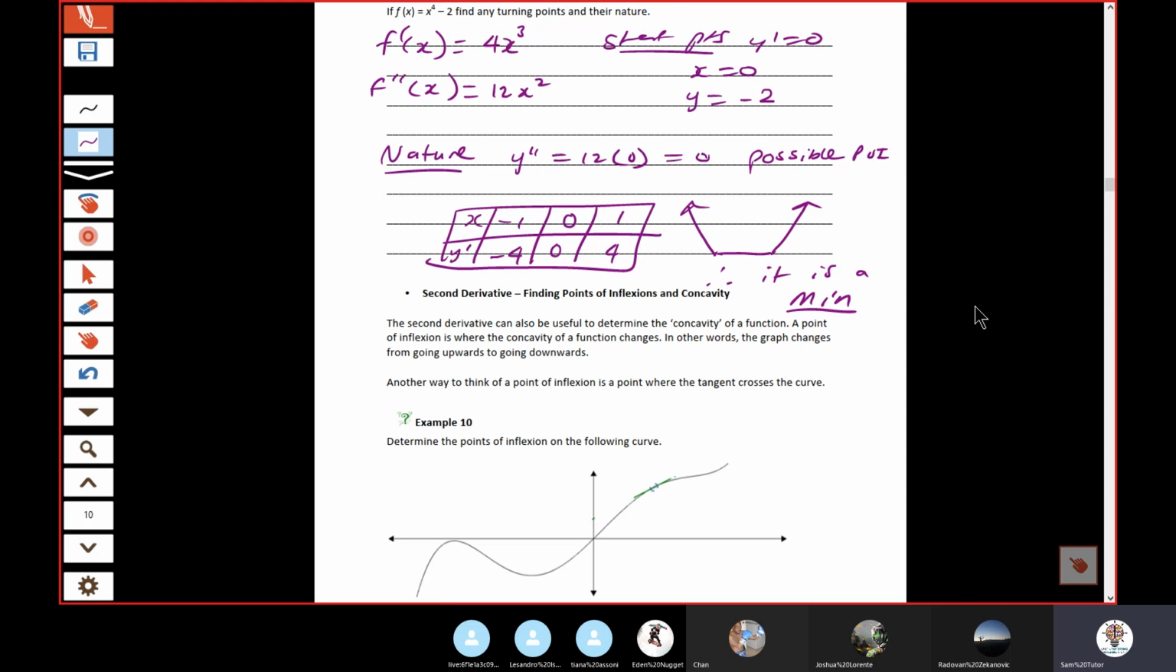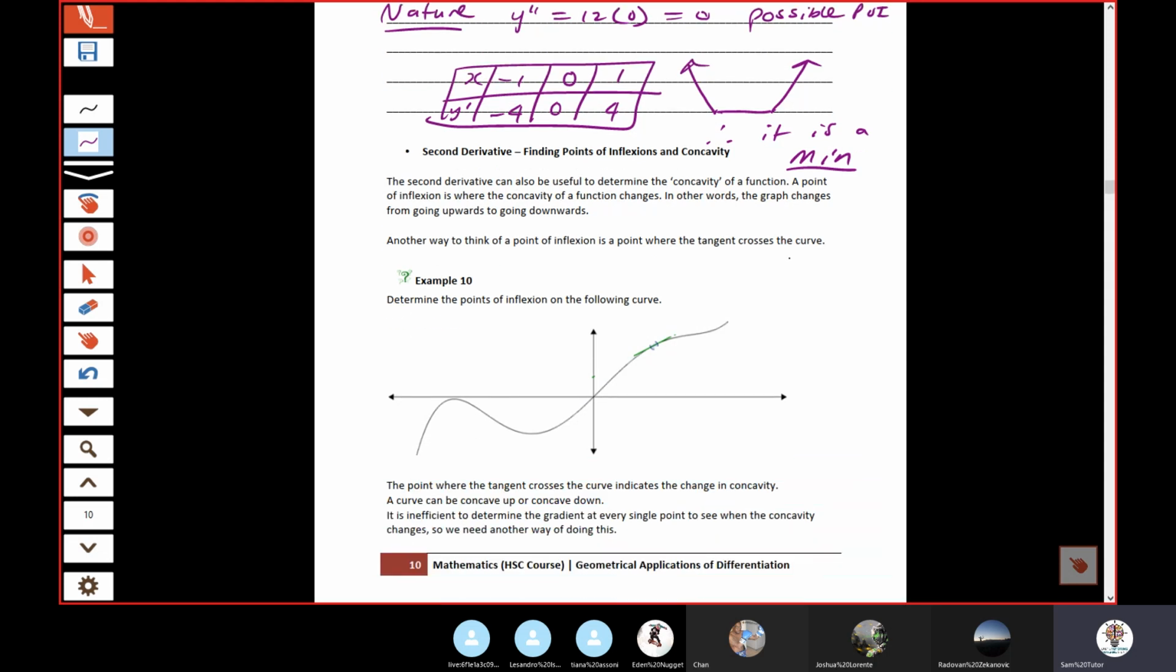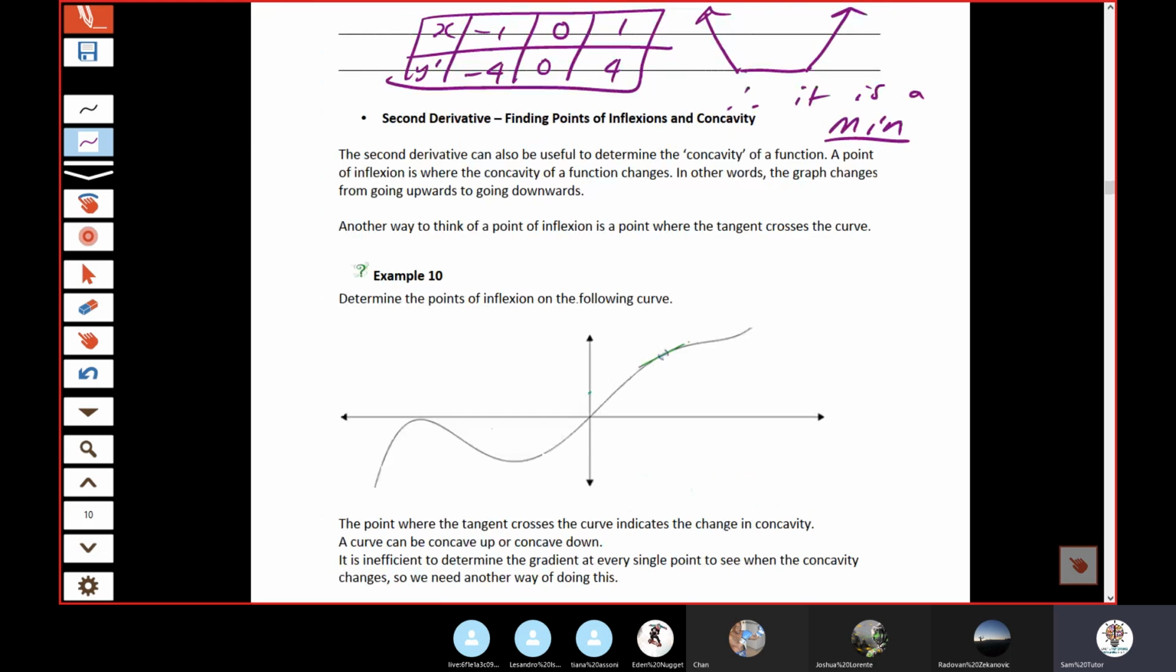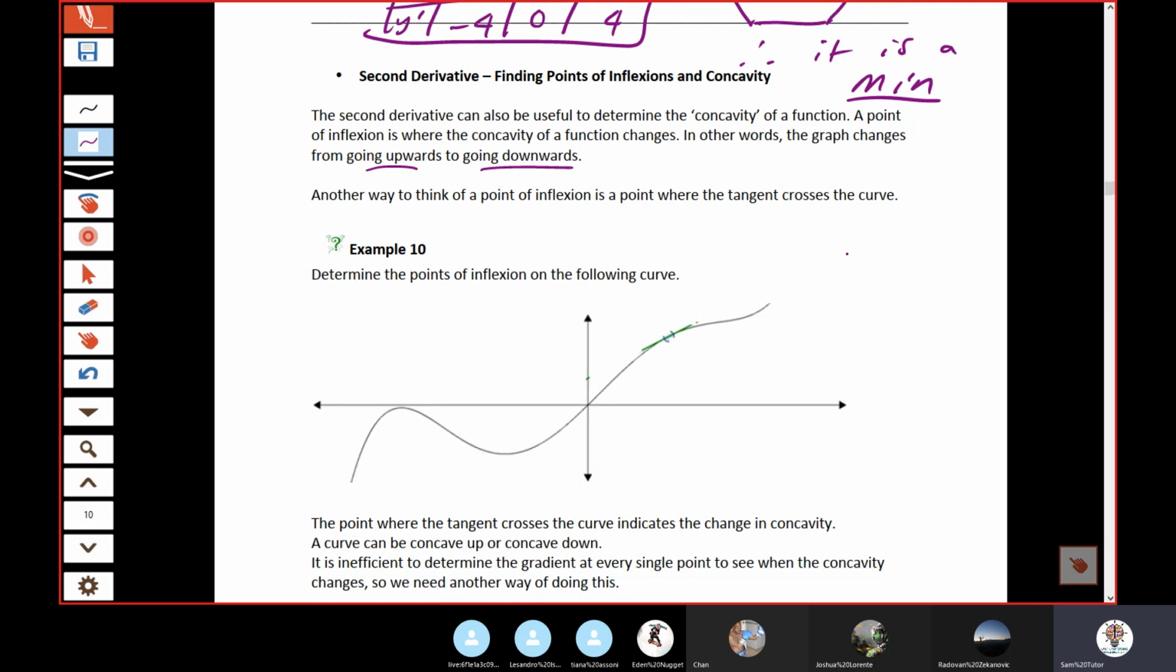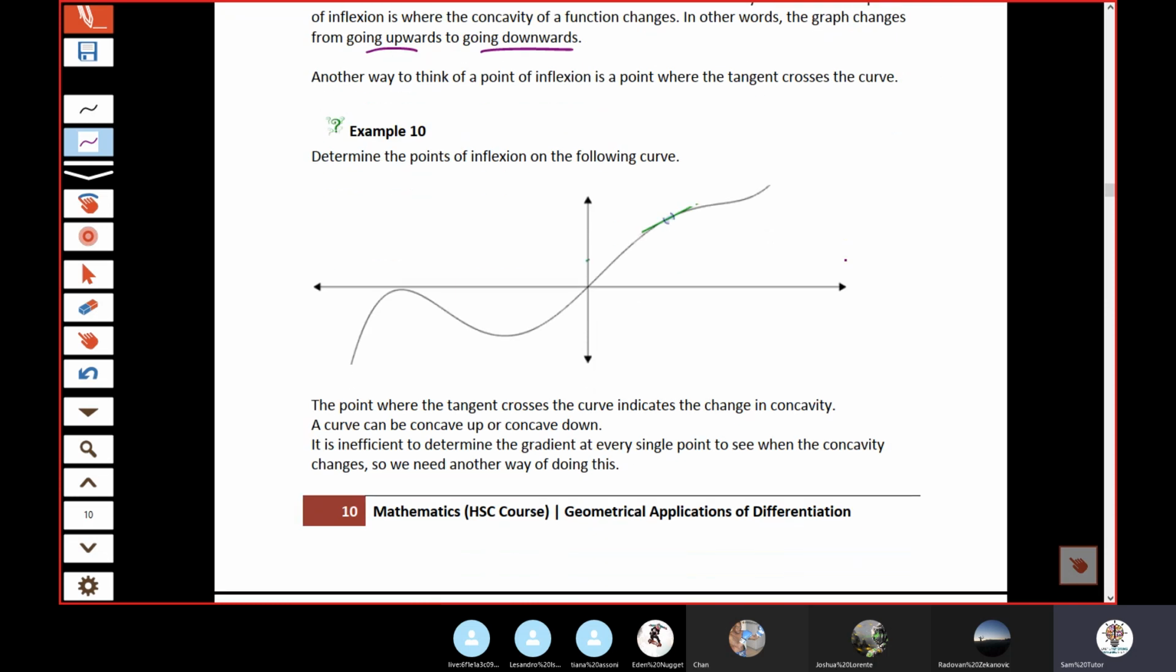The second derivative can be useful to determine the concavity of a function. I think we've explained it a few times, a point of inflection is where the concavity of a function changes. In other words, the graph changes from going upwards to going downward, or happy to sad. Another way to think about the point of inflection is a point where the tangent crosses the curve. That's like the worst definition, but anyway. Determine the points of inflection on the following curve.